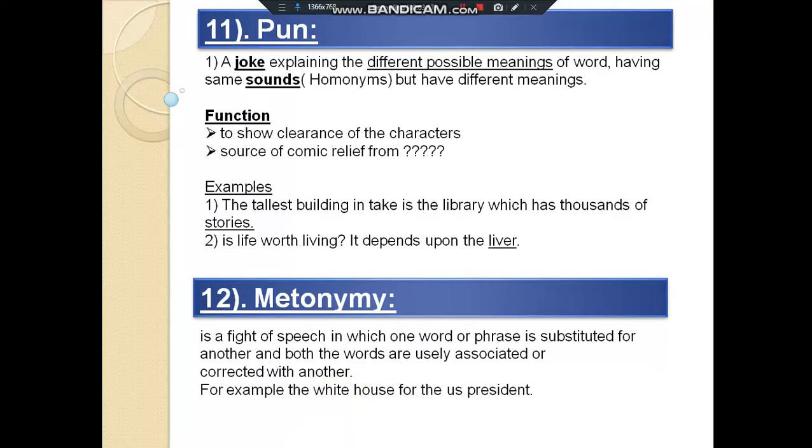For example, if I say the White House is used for the US president. If I say the White House has issued an order, it means that we are not talking about the house being white. We are talking about the president of the US having issued some orders. So metonymy means that one word is substituted for another one. And what is the purpose? That both have a link.